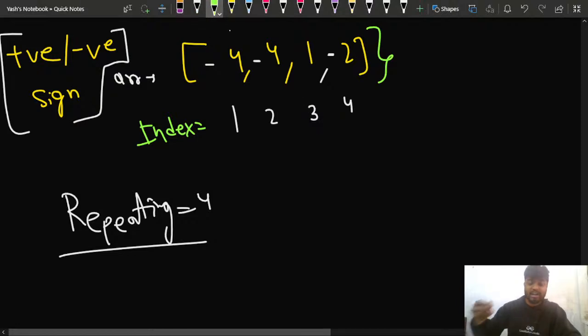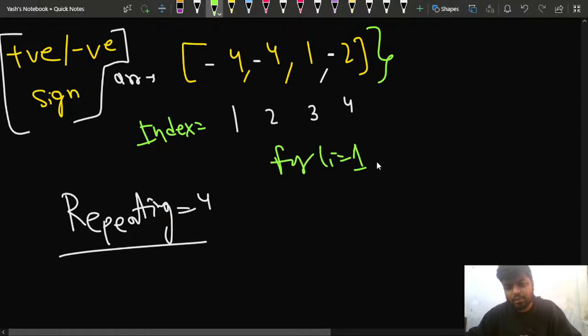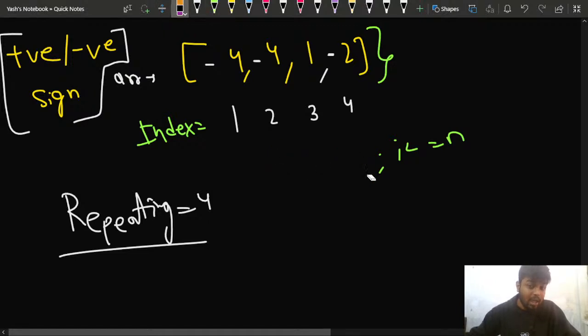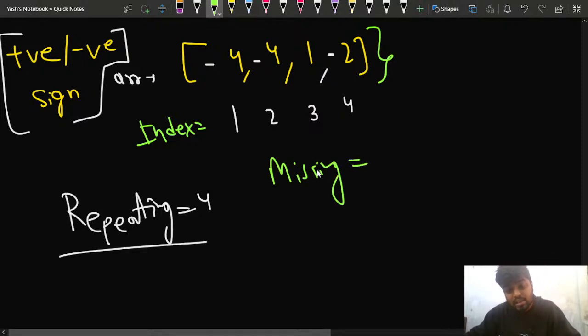So that means I'll iterate through all the indexes, i starts from 1, or i is less than or equal to n. At whichever index an element is positive, that would simply indicate that this element is not present. That's why the element present at that particular index was not given a value of -1. So that means I never reached the index 3, because I did not have any element 3. So the missing element is equal to 3, right?